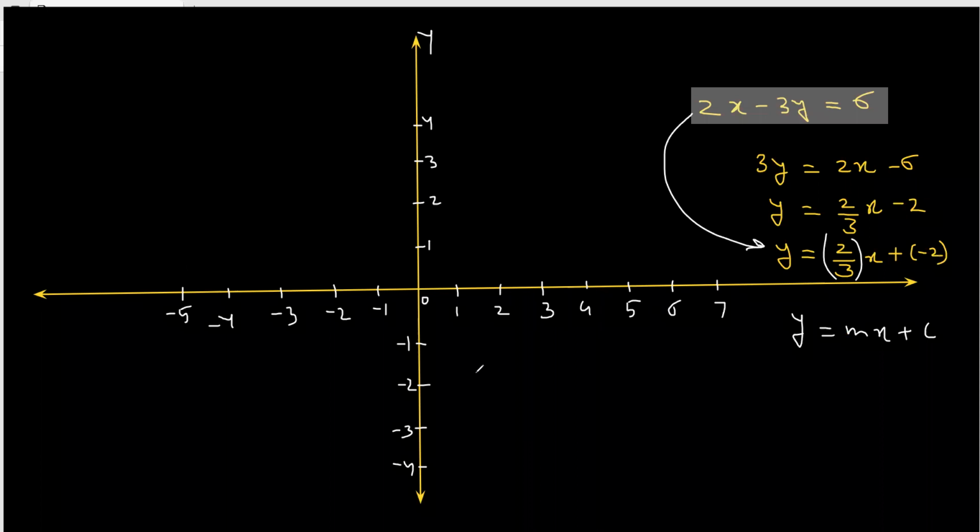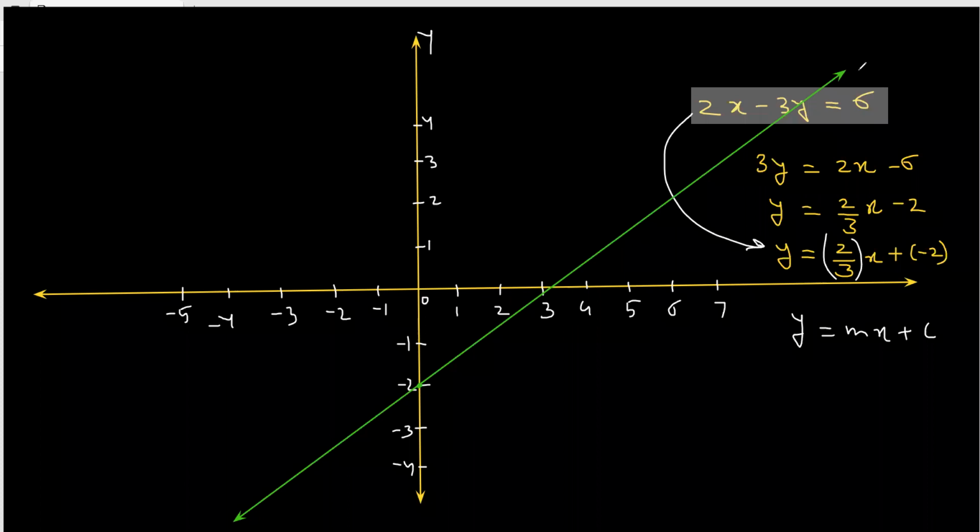So minus 2 is here. The line intersects the y-axis at this point, negative 2. Its y-intercept is negative 2, and the slope is 2 by 3. So 2 by 3 is less than 1, and the line is somewhat like this. This is how the line is. So this is the straight line.